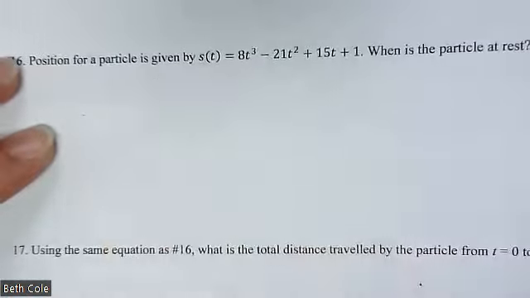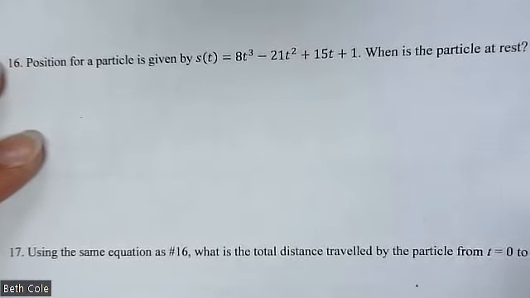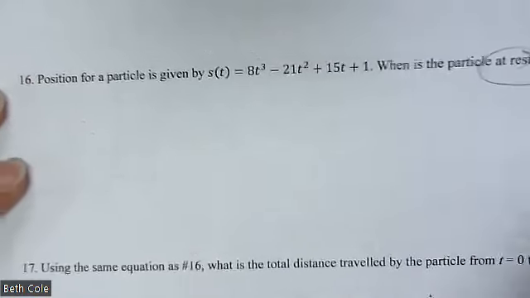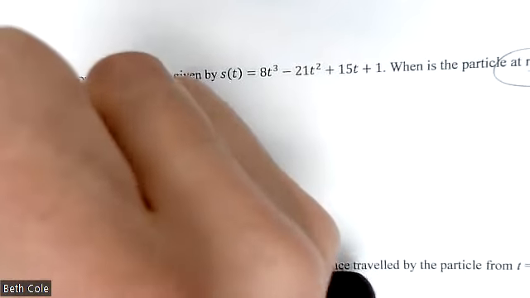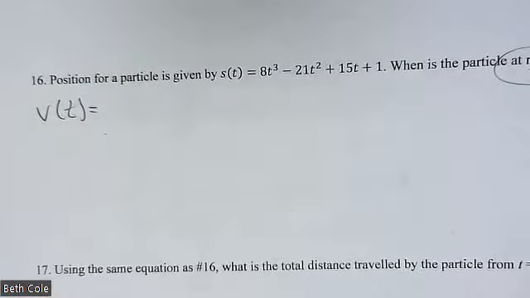All right. What did they give you for this one? Position, they want at rest. So how would you do that? Velocity, good. Oh my gosh, you guys got it. Perfect. Okay, what's our velocity?